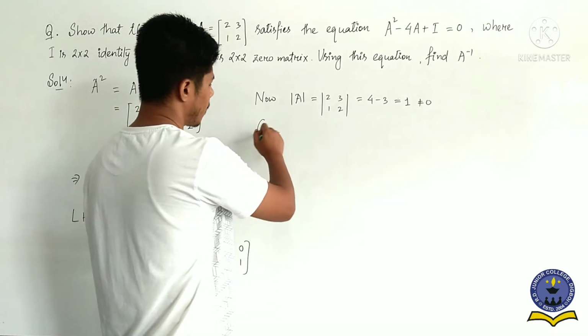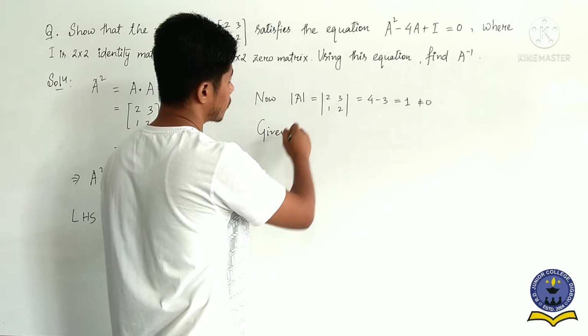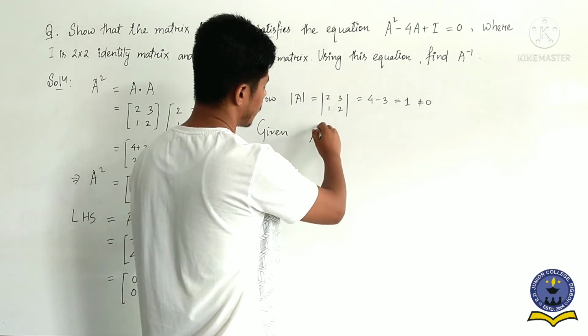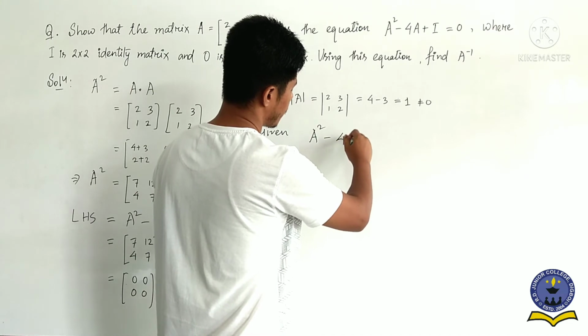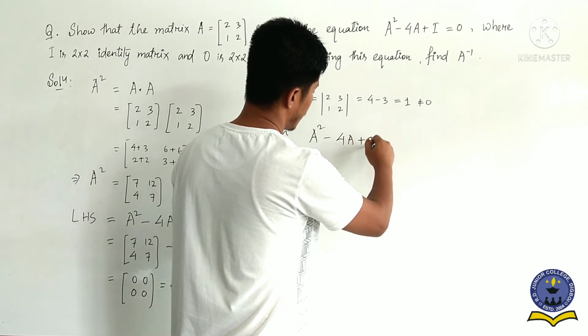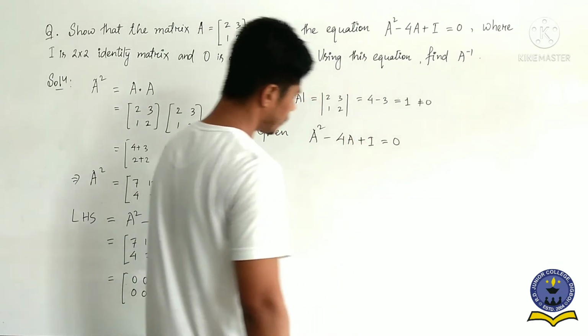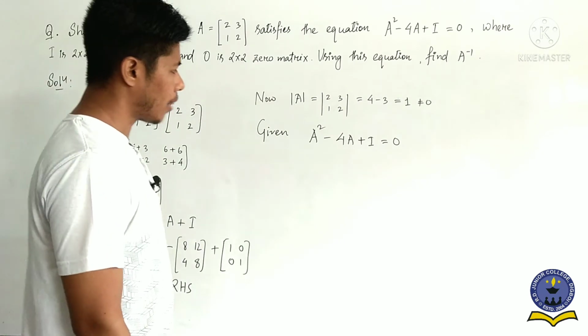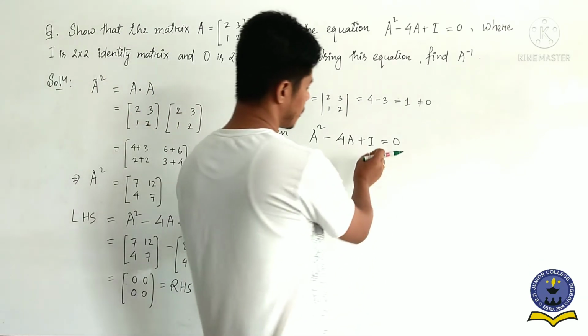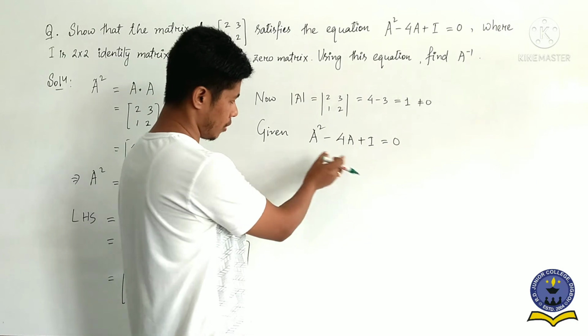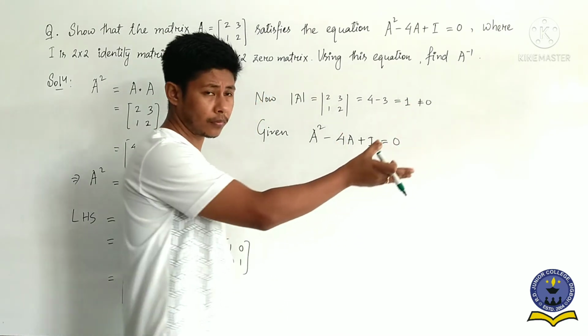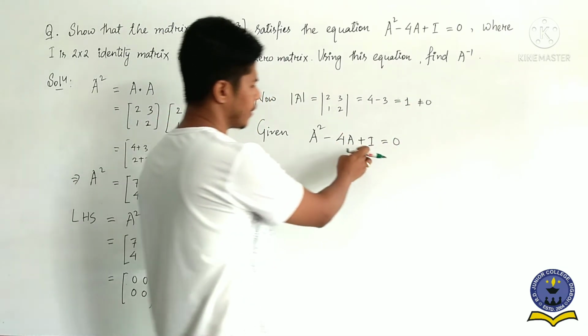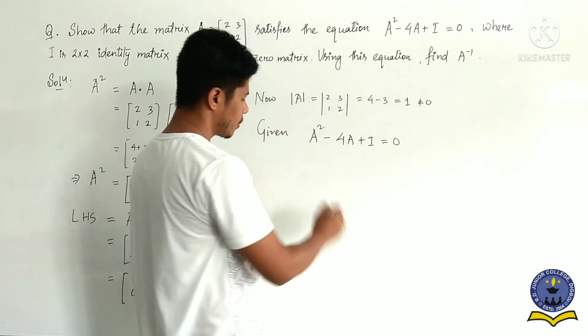So now, with the help of the equation, we have to find it. That's why first of all you have to write down the equation: A square minus 4A plus I equals 0. Clear? So now in this case, what you have to do? Just shift the identity matrix, or you can shift these two parts also. If we shift the identity matrix to the right hand side, here what we get?